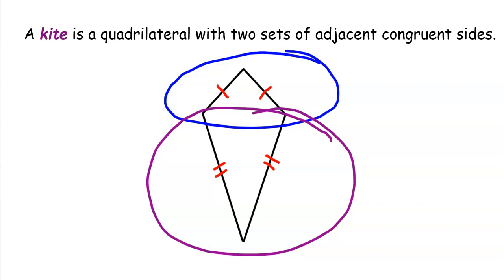Make sure you pause the video because it's about to end, because this is the last slide. But those are the two remaining types of quadrilaterals that we have, trapezoids and kites.